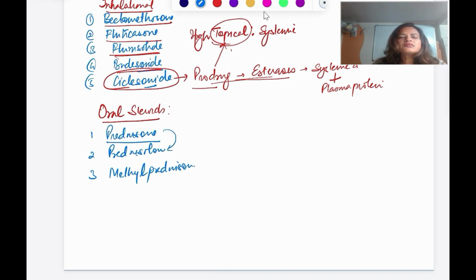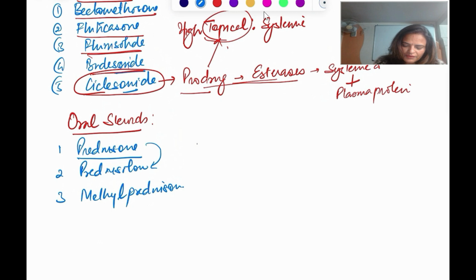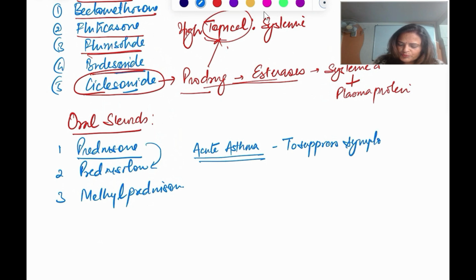Whenever the patient has acute asthma, after treating the patient with a beta 2 agonist bronchodilator, to suppress further symptoms and to prevent relapse, we put the patient on oral steroids.